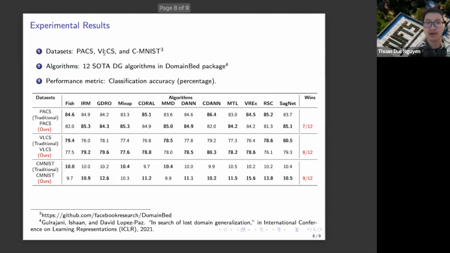We test this new validation method on 3 datasets and 12 state-of-the-art algorithms, and compare with the current validation method in domain generalization. On the PACS dataset, our new method can improve the accuracy of 7 out of 12 tested algorithms compared with the traditional validation method. On the VLCS dataset, we can improve the accuracy of 8 out of 12 tested algorithms. And for the CMNIST dataset, our method can improve the accuracy of 9 out of 12 tested algorithms. This demonstrates the effectiveness of our new validation model selection method in domain generalization.